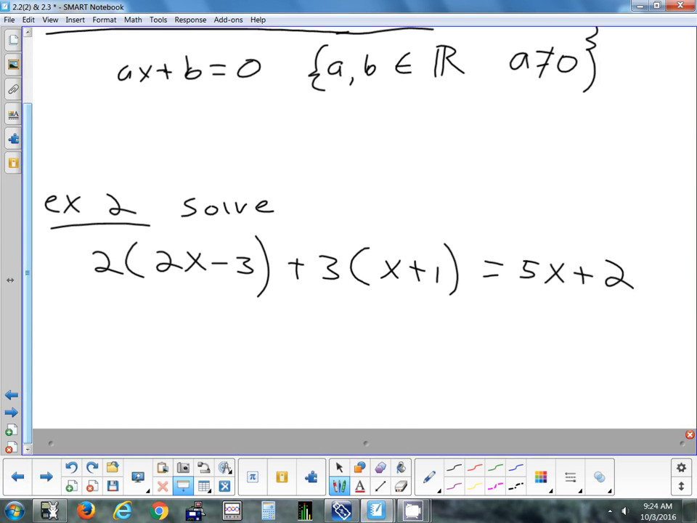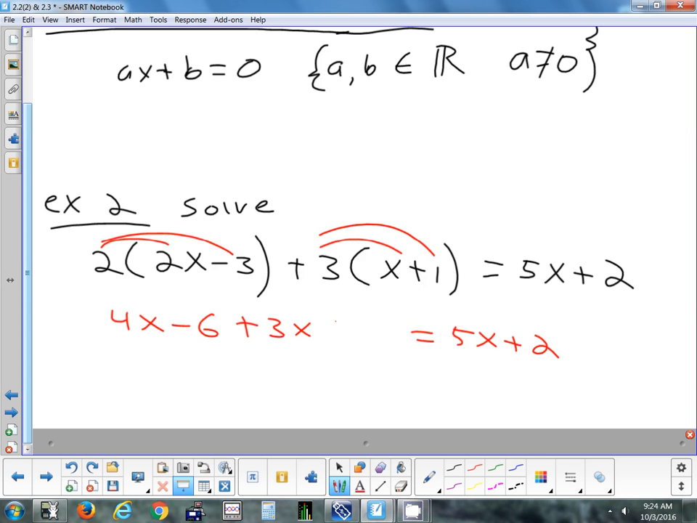Hannah, can you tell me the first thing I'm going to have to do on the left side? And I might have to do it twice. You're going to distribute 2 into the parentheses. Anything else we have to distribute? You also have to distribute the 3 into both terms. Okay, so for now, we're just going to keep the right side as 5x plus 2. And on the left, Nick, what do I get when I distribute? You get 4x minus 6. And how about Luke, when I distribute in the second parentheses? 3x plus 3.